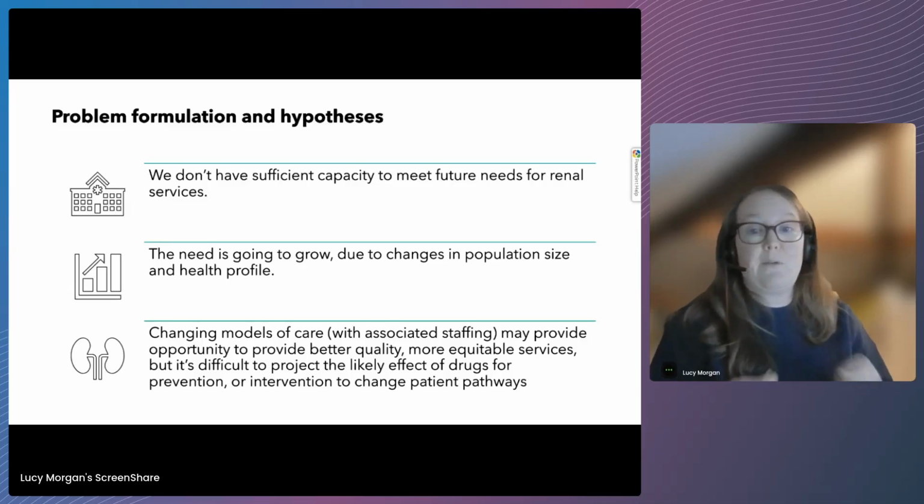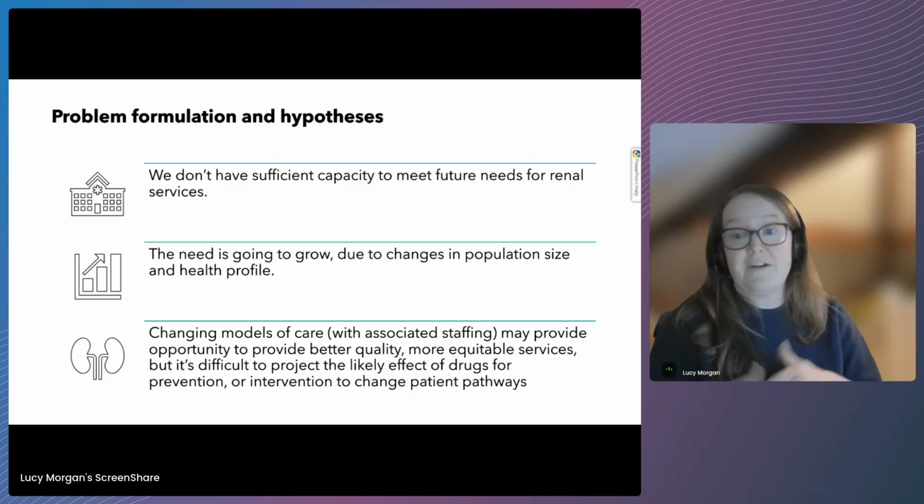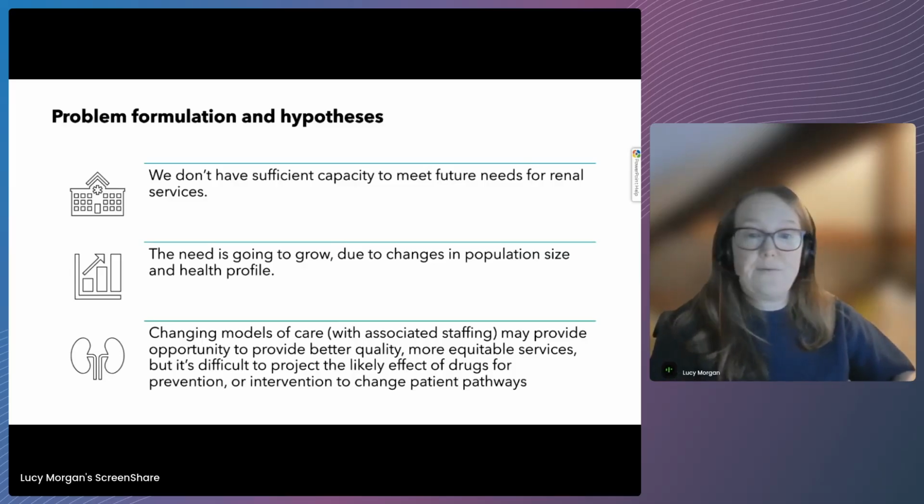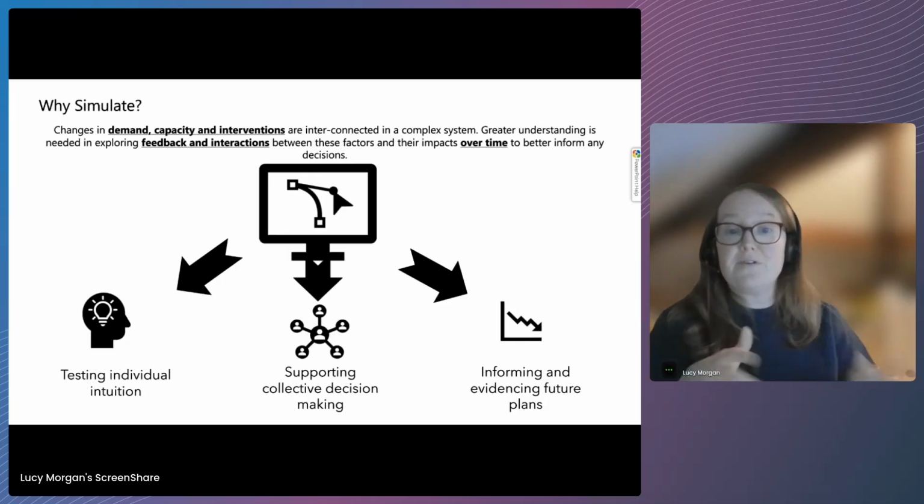Now, we do have an opportunity due to changing models of care to provide better quality of care and more equitable services, but because of the complexity of the system, it's really difficult to predict and project the likely effect of different interventions on the system without using something like simulation. So we've taken a simulation approach to try and model this system.